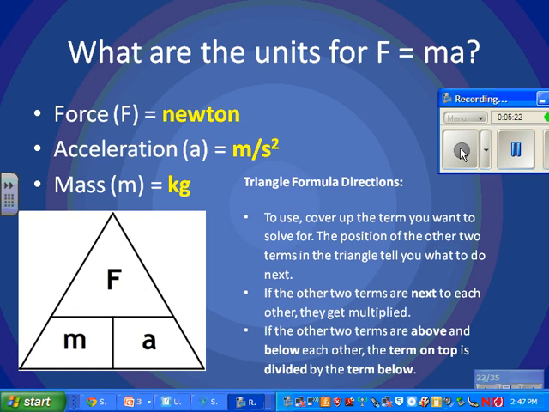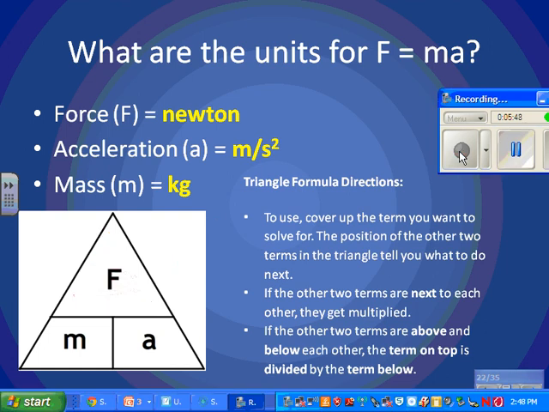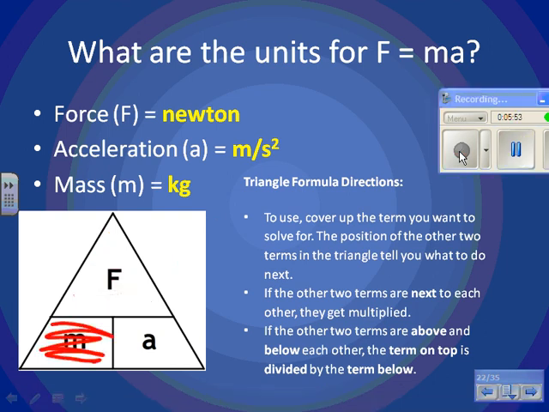Down at the bottom left corner, you have the triangle. It's similar to the triangle that we use to calculate speed. If you are looking for force, you would cover the F with your hand, and then you would have m across from a. That means multiply mass times acceleration to find force. If you were looking for mass, you would cover up the m. That leaves F on top of a, meaning force divided by acceleration.